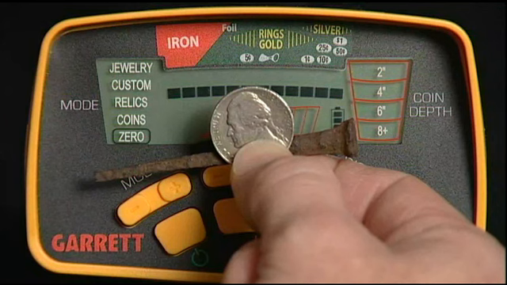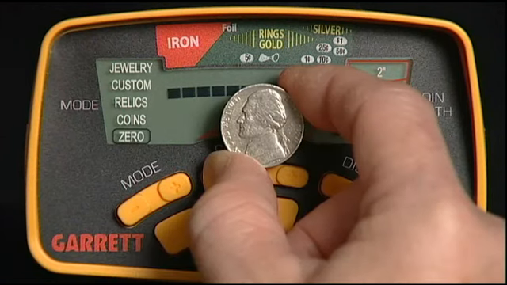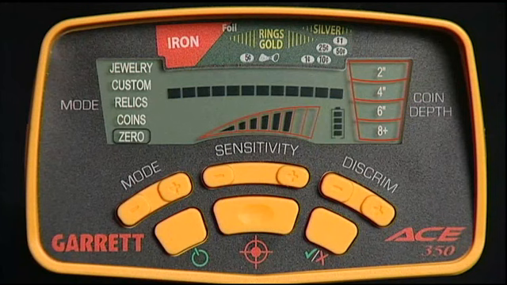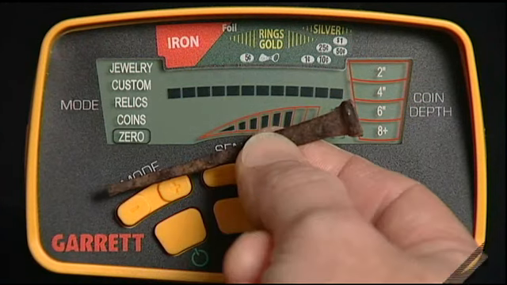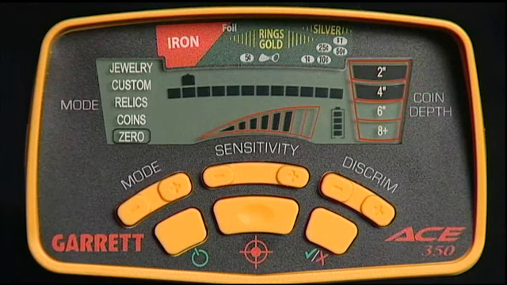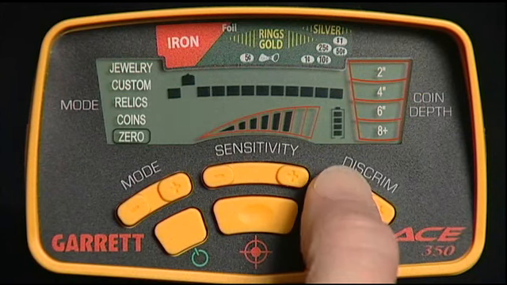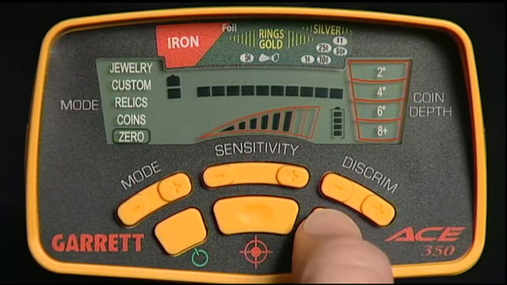In this example, the ACE 350 is operating in zero mode, with no segments of iron discriminated. The coin by itself registers on the 6th segment. This iron nail by itself registers on the 2nd segment. This ferrous target can be eliminated from detection by using the Accept/Reject push button to turn off the first two segments on the left.